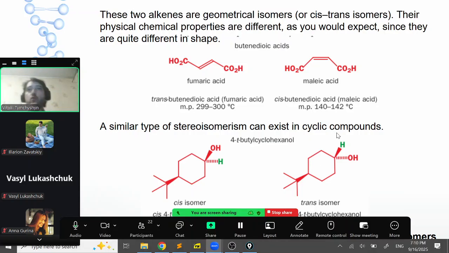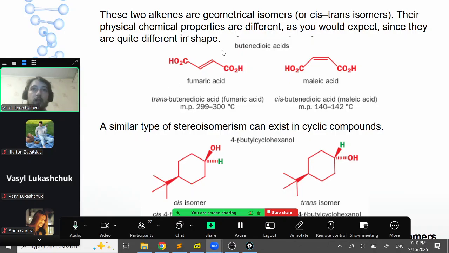Here are some more examples. So these two alkenes are geometrical isomers or cis-trans isomers, and you may see that their physical and chemical properties are a bit different, as we would expect, because they have quite different 3D shape.